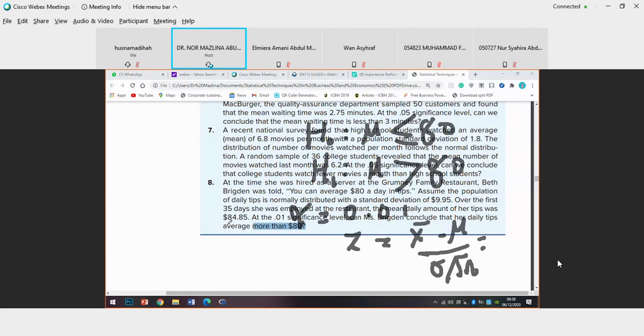X bar 84.85 tolak 80 bahagi sigma mana? RM9.95 bahagi punca kuasa 35. Okay, so you derive to your answer and you get your critical value. Kita belah sini lah kalau mau kan. Okay, tengok critical value berapa. Okay, refer to your normal distribution table.